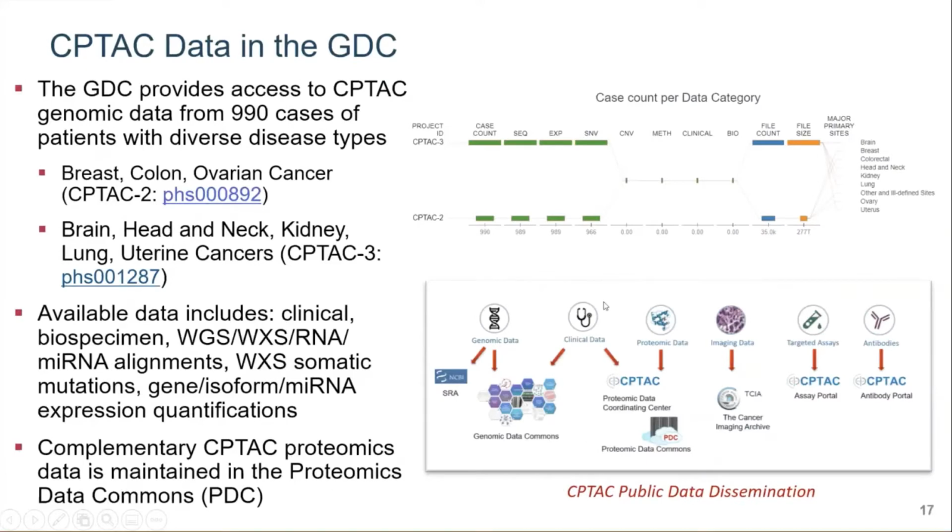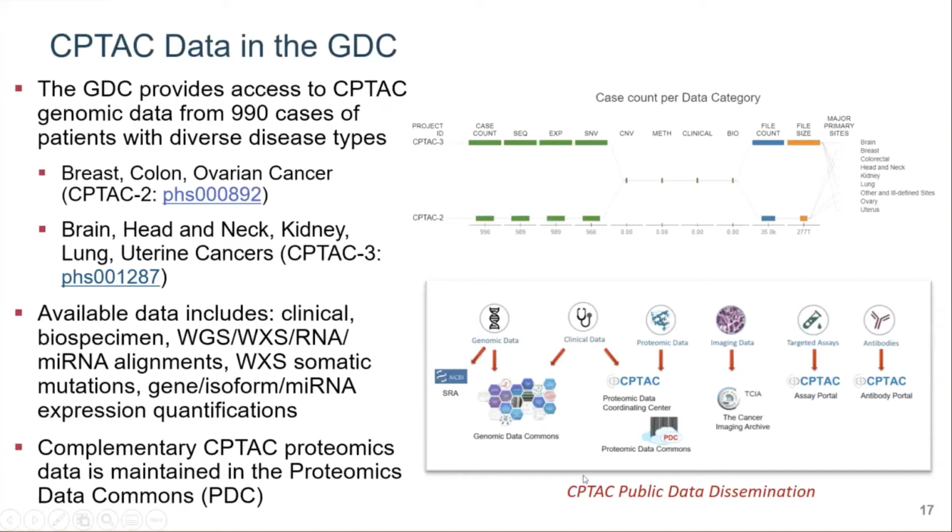In terms of the data we have at the GDC for CPTAC, we have about 990 cases of patients with diverse disease types. When you go to the GDC, they're organized into two projects, CPTAC2 and CPTAC3. CPTAC2 was an initial project that focused on breast, colon, and ovarian cancer, and in CPTAC3, the disease types were expanded to include brain, head and neck, kidney, lung, uterine. These are the ones that we support at the GDC. We have lots of available data for CPTAC in the GDC that you can see here.